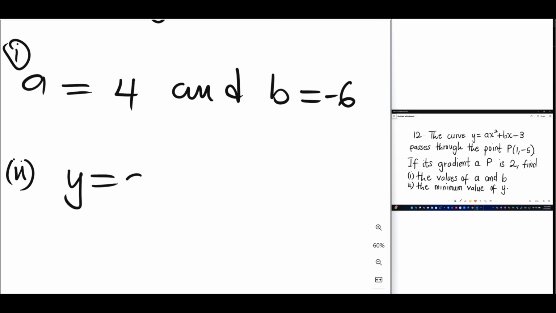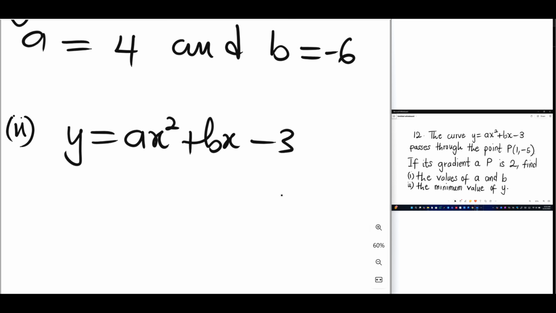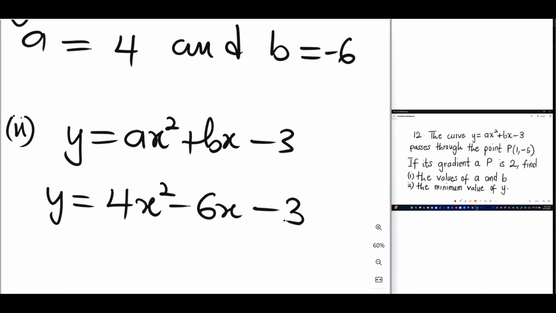y is equal to ax squared plus bx minus 3. Wherever you see a, you put 4 over there. Wherever you see b, you put negative 6 over there. So y now becomes 4x squared minus 6x minus 3. Now we are to find the minimum value of y. That is the function.